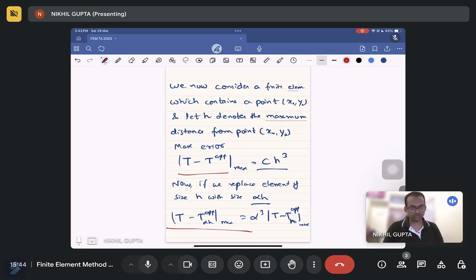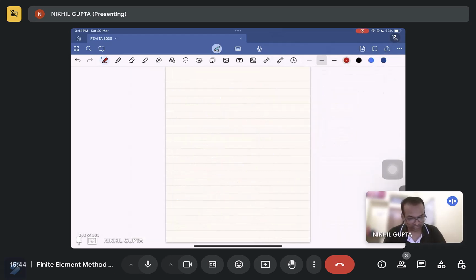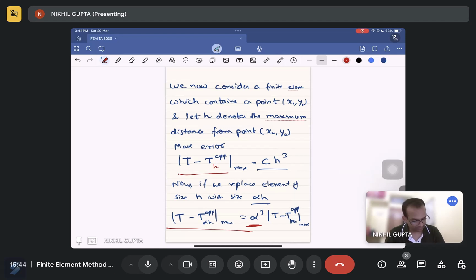Till now, is it clear? Should I go ahead? If we replace the element of size h with size alpha h, you are replacing h with alpha h. So what I have done, this is the solution for h. Yes, clear. So this was the previous error, this is the new error, and this is the value by which it is reducing.